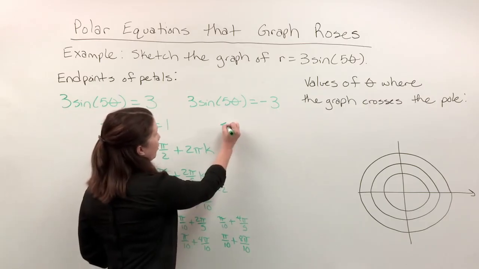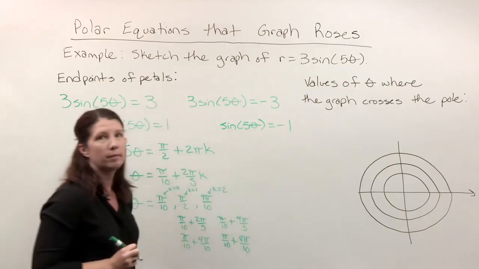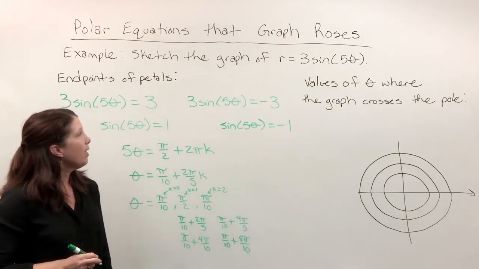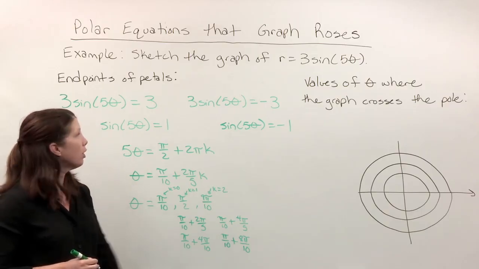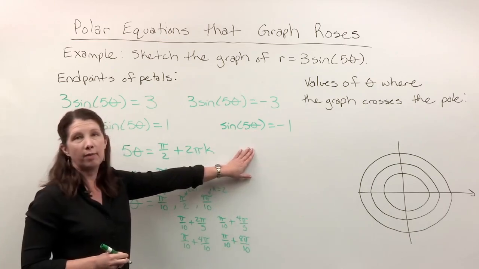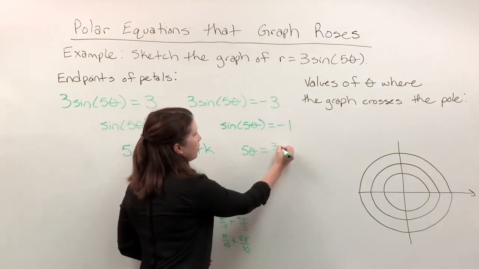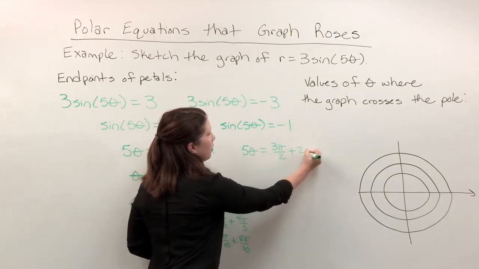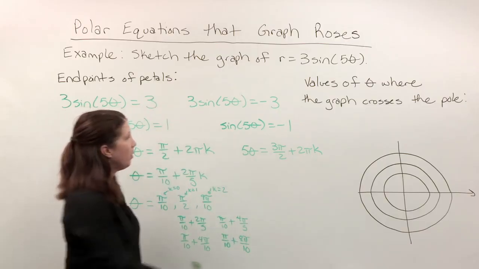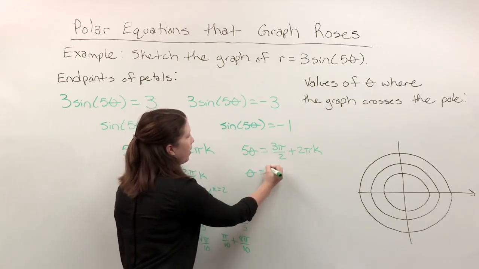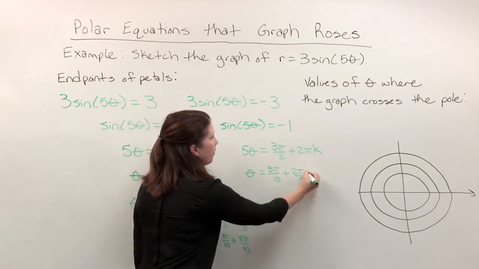Dividing both sides by 3, I get sine 5 theta equals negative 1. Now we need to think about the angle that has a sine value of negative 1, and again write our general formula that's equal to 5 theta. Sine equals negative 1 on the negative y-axis, so at 3 pi over 2 plus 2 pi k. Dividing both sides by 5, I get that theta is equal to 3 pi over 10 plus 2 pi over 5 k.